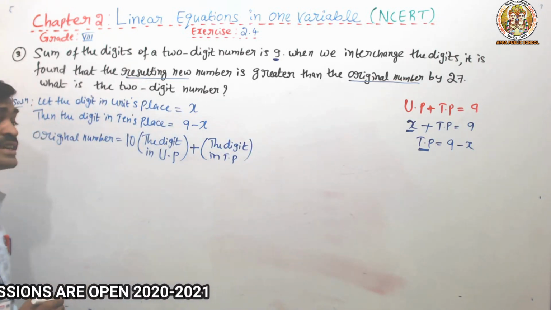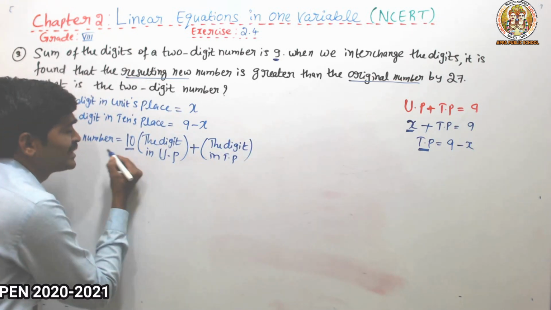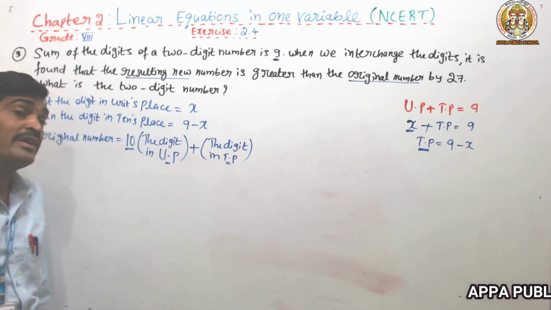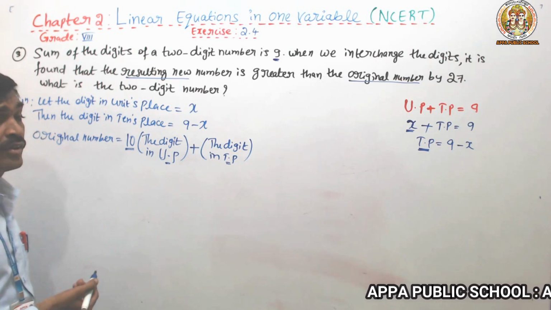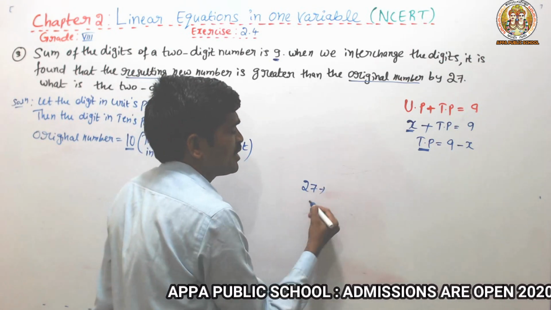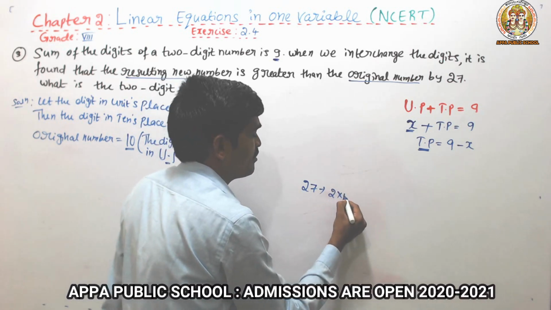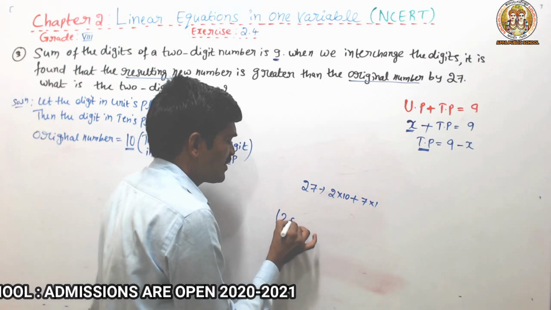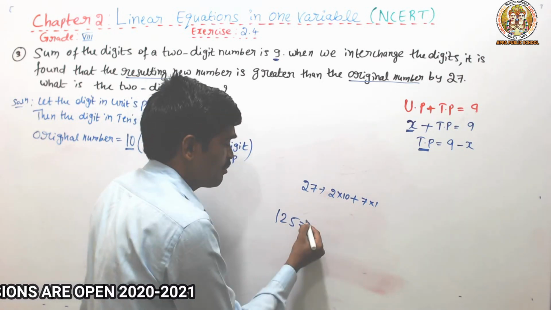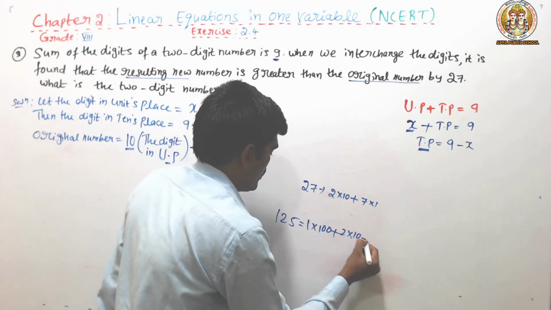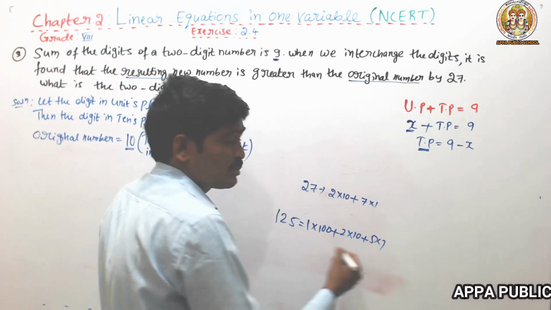My dear students, here some students will be confused. Why will sir take 10 here? Then why are we taking UP? Why are we taking this TP? In the previous classes we studied already expansion form. For example, 27 they given, expansion form. How will you write? Here 2 into 10 plus 7 into 1. For example, 125. How will you write this in expansion form? 1 into 100 plus 2 into 10 plus 5 into 1. This is called expansion form.